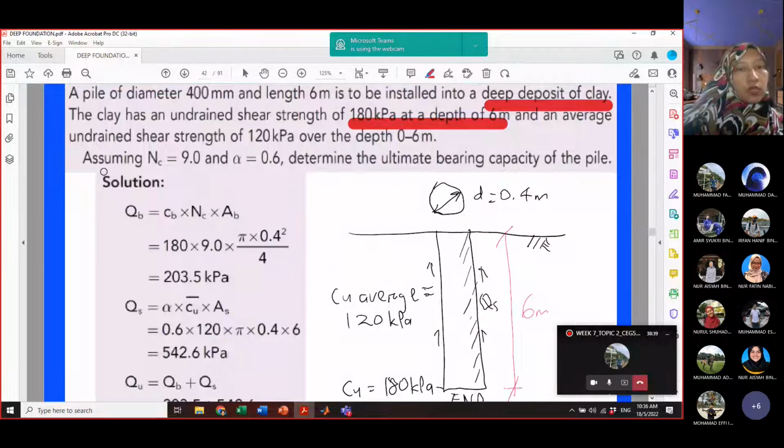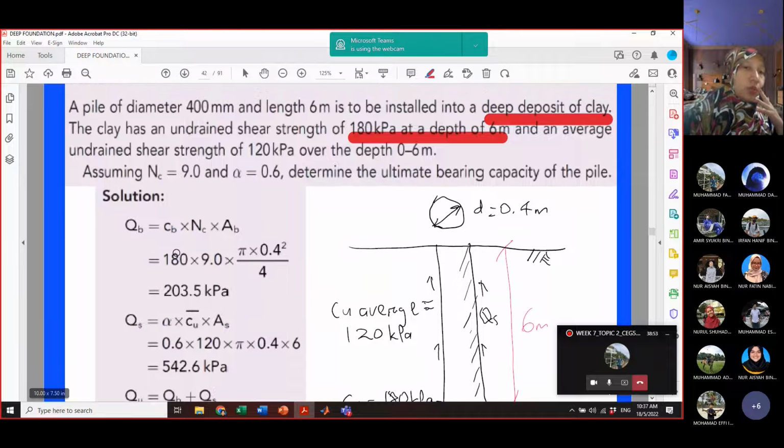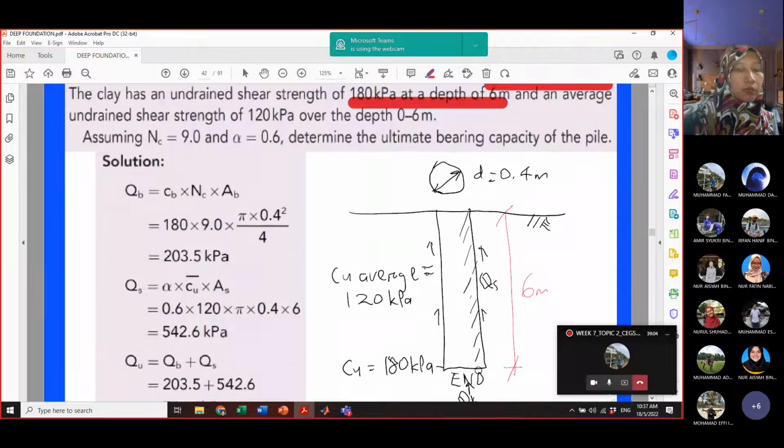Okay, assuming that NC is 9 and alpha is 0.6, determine the ultimate bearing capacity of the single pile. So the total ultimate bearing capacity Q = QB + QS. QB is the bearing capacity at the bottom of the pile, CB and CAB. Since we calculate at the base of the pile, we take the value of CU as 180, we don't take 120. So we put in 180 times 9 times pi d square over 4. You will get QB as 203.5 kPa.